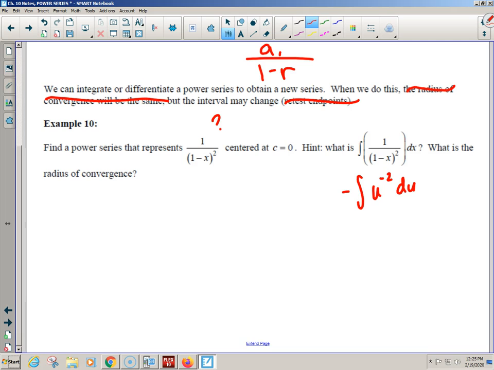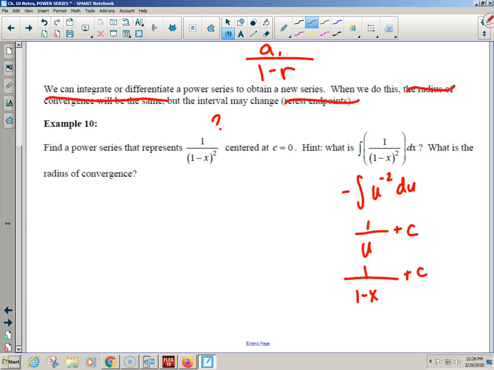Just helping some of you guys draw the comparison. So if you use u sub, you get a negative with u to the negative 2. Add 1. That'd be a negative negative, which would be 1 over u. So then we could go ahead and, plus c. Have that be 1 over 1 minus x.